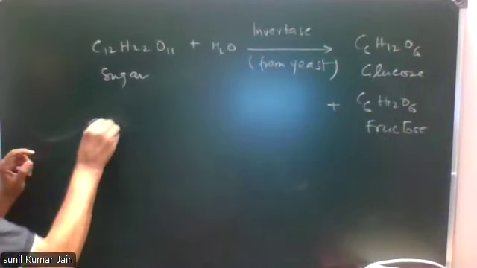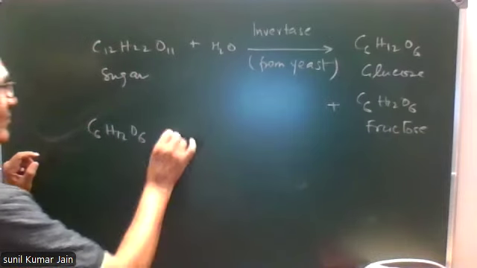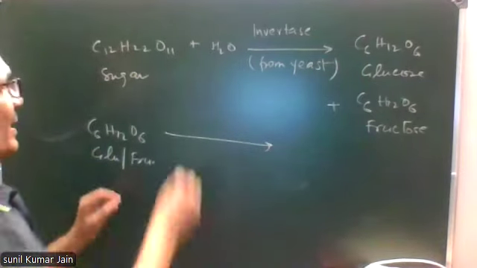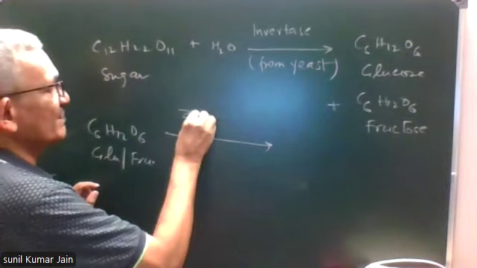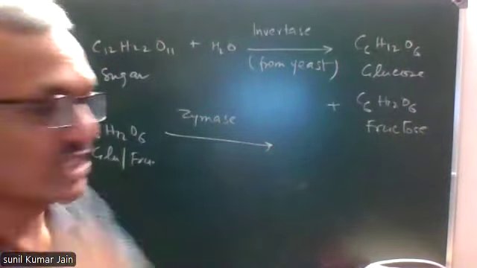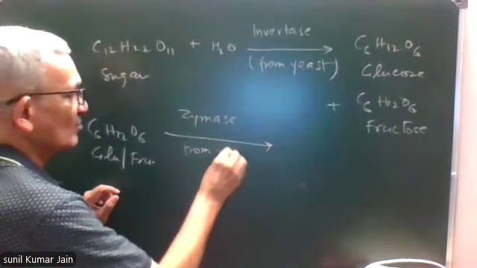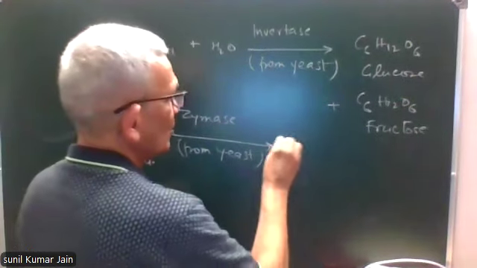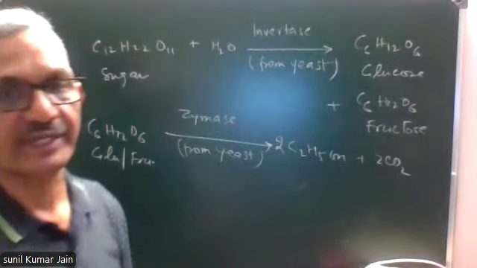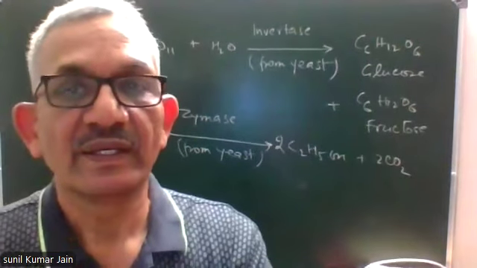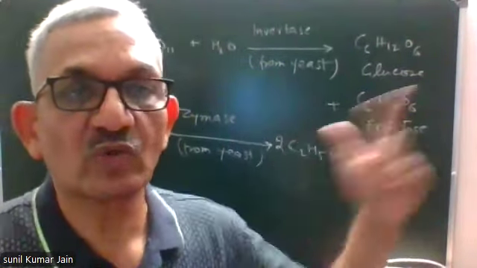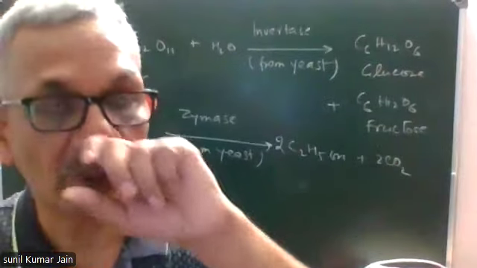Second equation, C6H12O6. This may be glucose or fructose, both. In the presence of the second enzyme, zymase. The second enzyme is also provided by yeast. It gives two molecules of ethanol and two molecules of carbon dioxide. You have written starch. Starch will also split into glucose, and glucose in the second reaction will give ethanol.